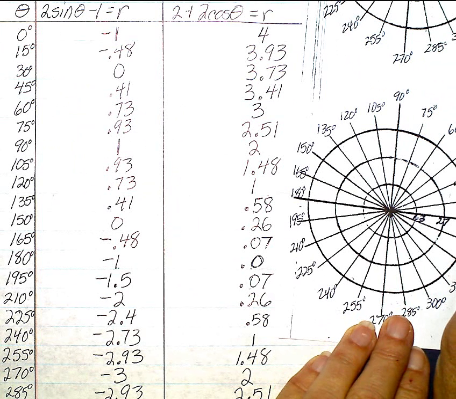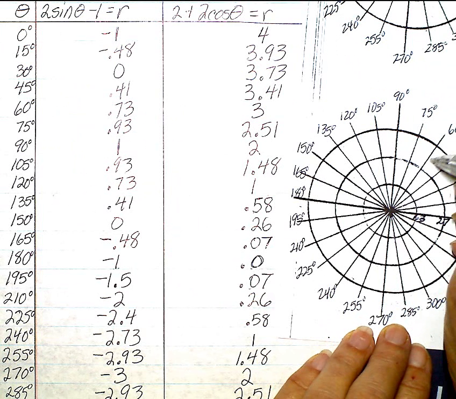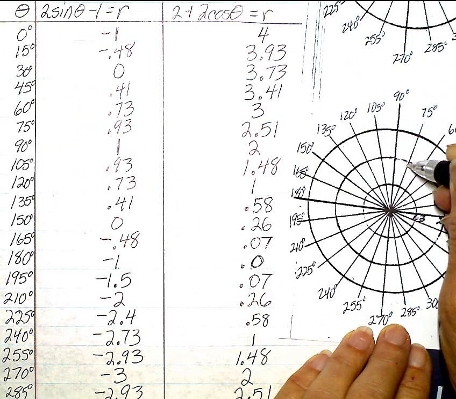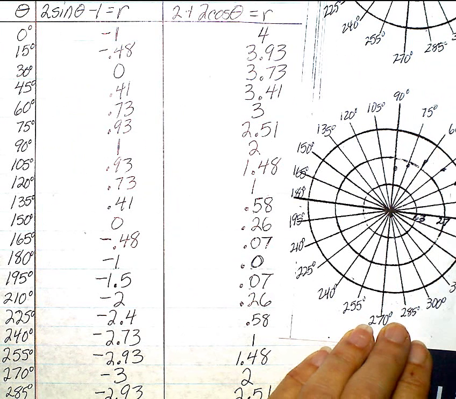At 45, we're going to be at 3.41. And again, I'm guessing about where that is. Then I'm going to be at 3, which is getting close to 2.7. And then I'm going to be at 2.51, which is less than 2.7. And then I'm going to be at 2, which will be right in here somewhere. So those are where the first ones go.